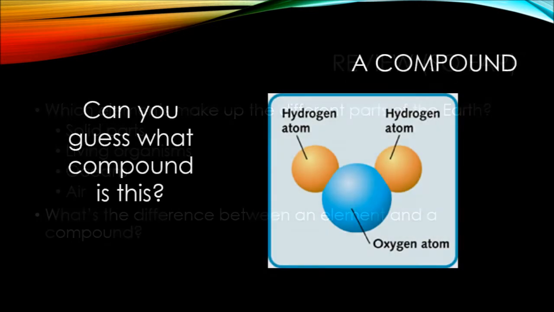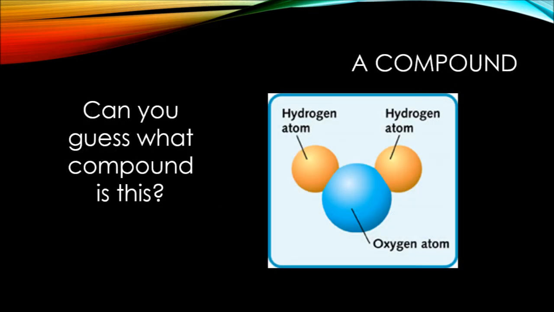So with that being said, can you guess what this compound is? Basically, maybe you know from elementary. We have two hydrogen atoms that are combining with an oxygen atom. It kind of looks like Mickey Mouse, but if you guessed correctly, you should have gotten H2O, which is water. So now we're going to watch a video that kind of explains the difference between molecules, elements, and compounds.